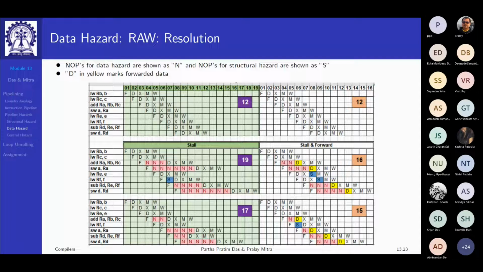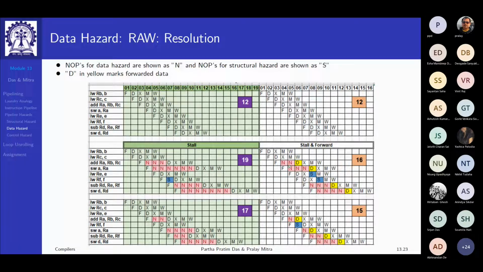So there are two things. This is just a naive scheduling with stalls, hardware stalls. Now we will look at two things. One, on one side, we will look at the effect of forwarding, and below we will see the effect of reordering the instructions for scheduling, which the compiler can compute and do.